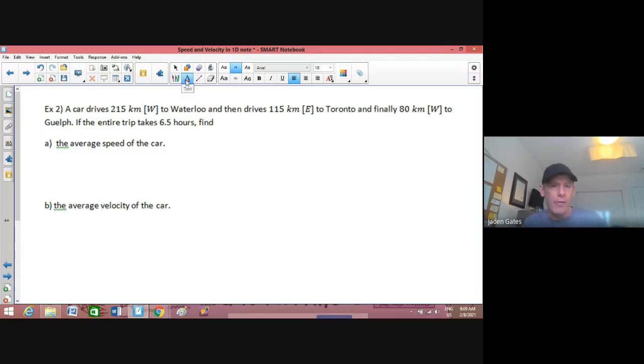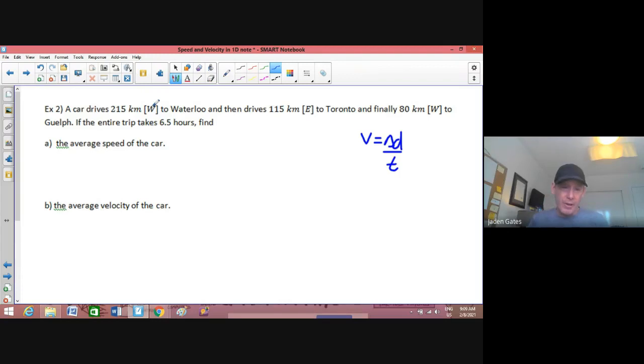First off, delta D, because we're finding speed here, so I'm going to write it over here. We have v is equal to delta D over t. Something to look at here is the wording: a car drives. This isn't telling me this car is 215 kilometers west of Waterloo. It tells me it's driving there to Waterloo. These are all displacements, because they're not referring to a position. It's actually referring to a movement.